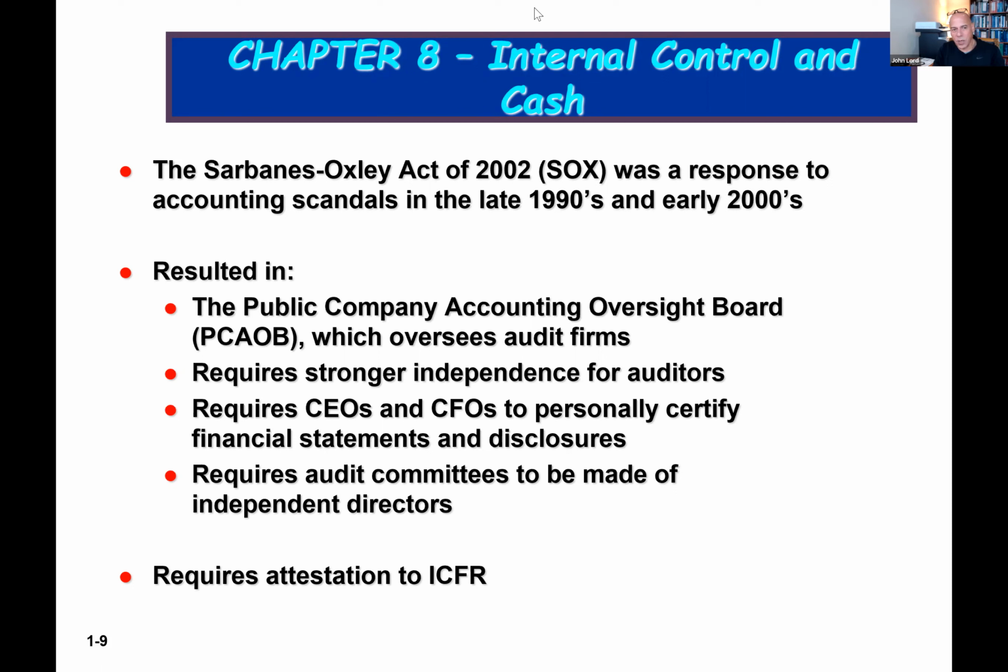WorldCom was really the one that finally caused the federal government to act, because this company was taking things that should have been expenses and recording them as assets, meaning they were showing their net income larger, their retained earnings larger, their equity larger, thus making their balance sheet look better than it actually was. And investors were harmed by that.